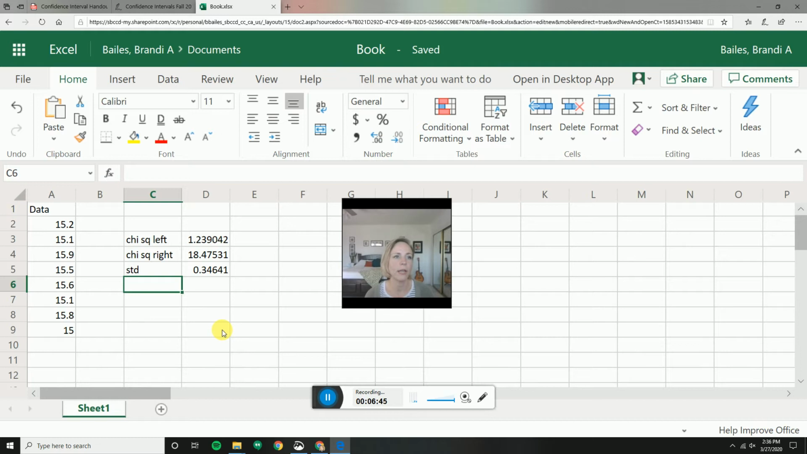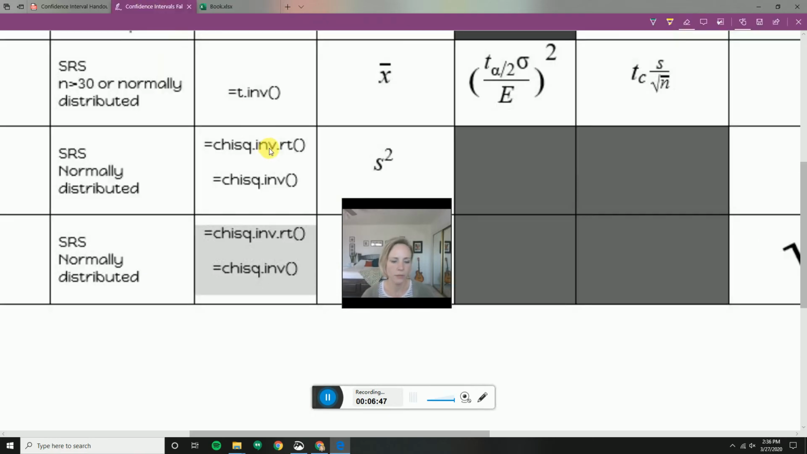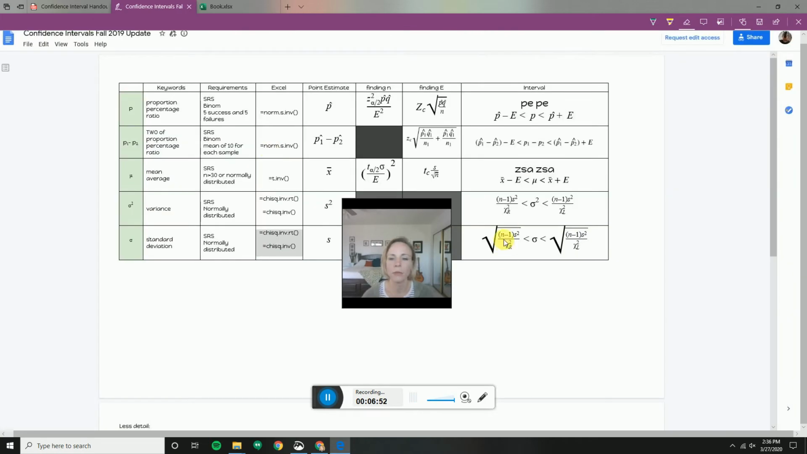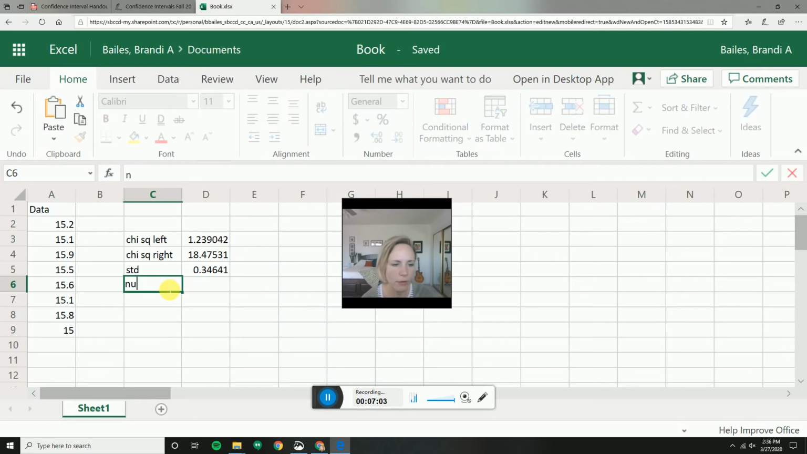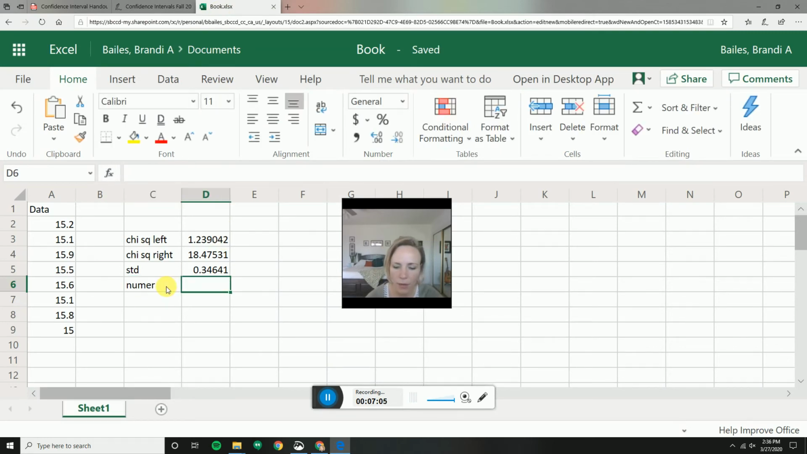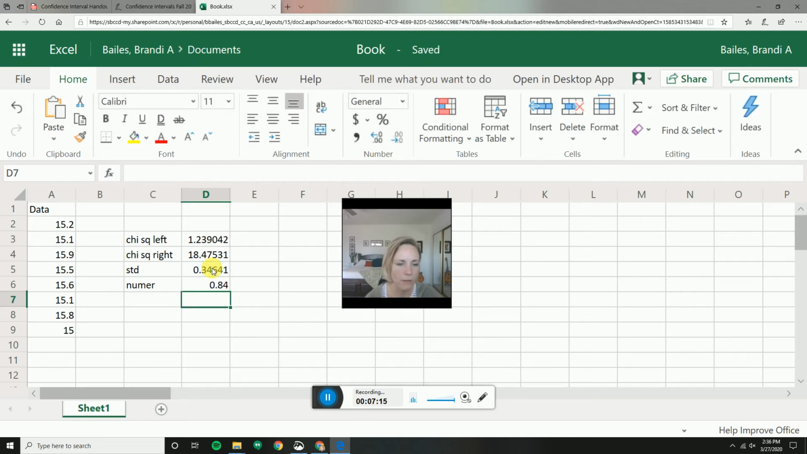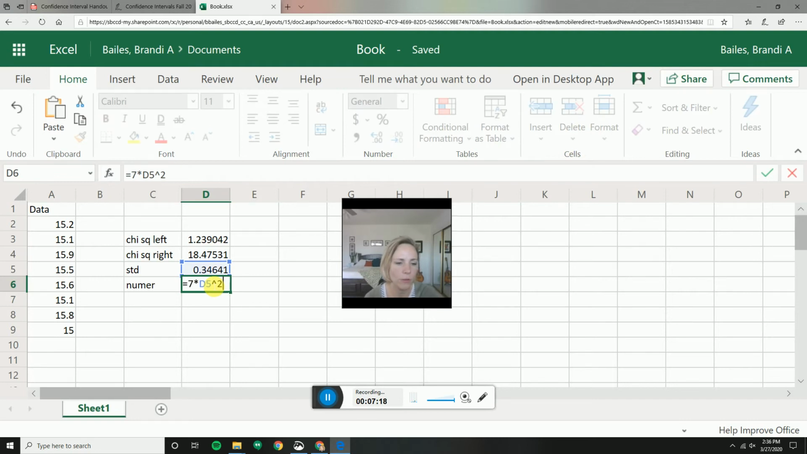And then we're going to start with the calculations from our handout. So zoom out a bit so you can get a handle on where we are in this handout. We need this numerator, n minus 1 times the standard deviation squared. Notice it's the same for both fractions, so I only have to calculate that once. So I'll name that numer. And that is equal to 7, n minus 1, times the standard deviation squared. Okay, and that value is 0.84. And showing the calculation one more time, it's 7 times the standard deviation squared.